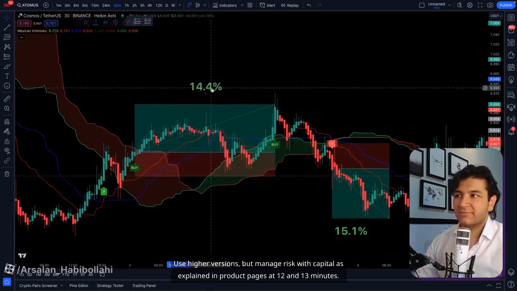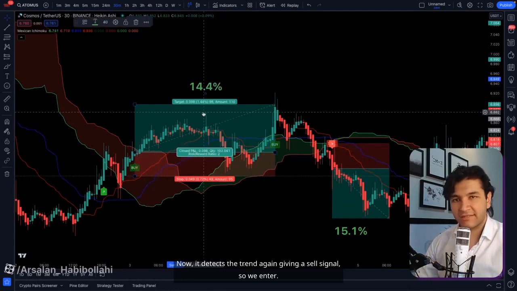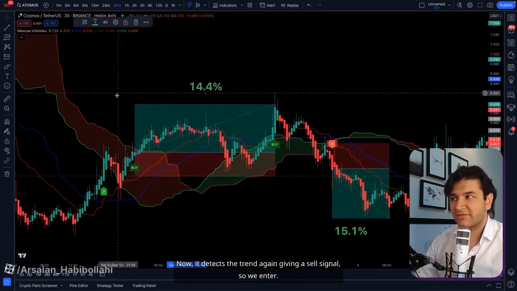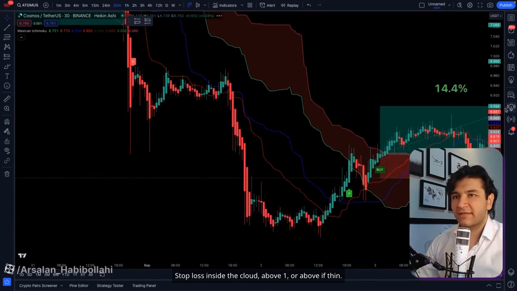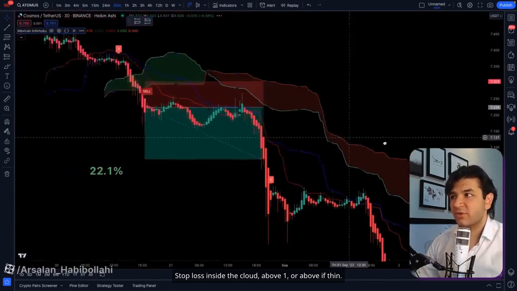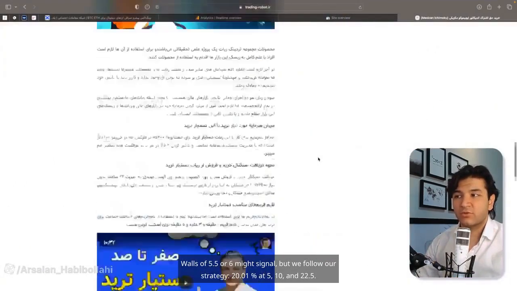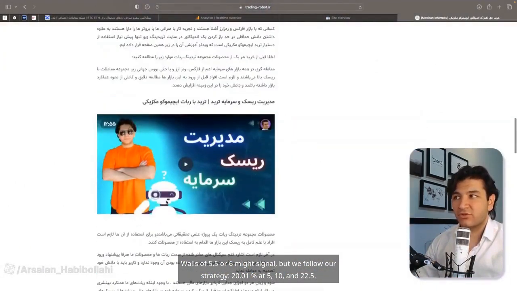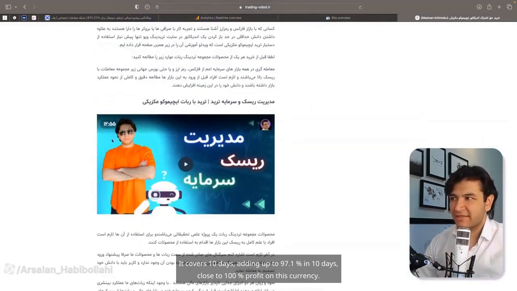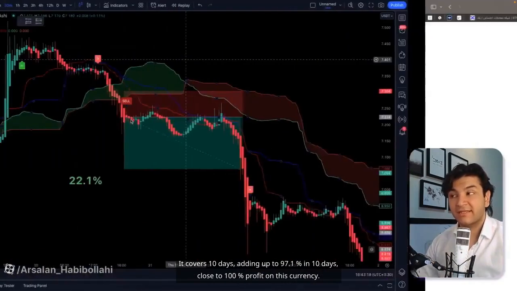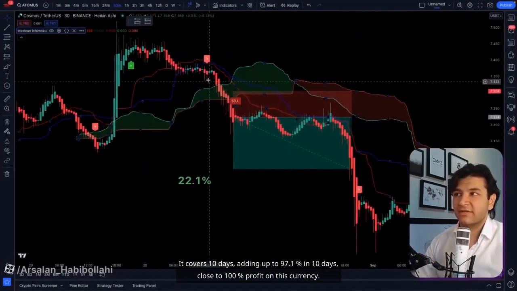At 12 and 13 minutes, it detects the trend again, giving a sell signal, so we enter. Stop loss inside the cloud, above 1, or above the cloud if it's thin, entering at 2, setting the target. Walls of 5.5 or 6 might signal, but we follow our strategy. 20.01% at 5, 10, and 22.5. It covers 10 days, adding up to 97.1% in 10 days, close to 100% profit on this currency.